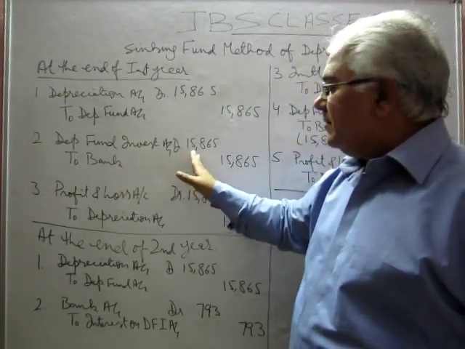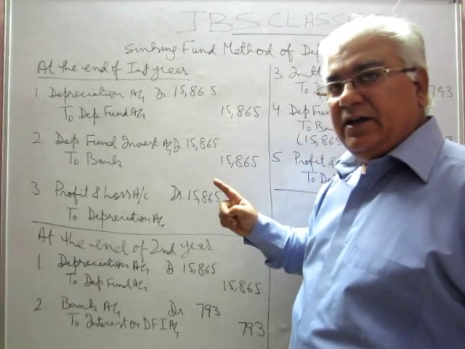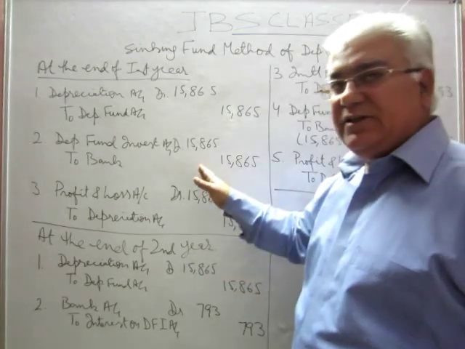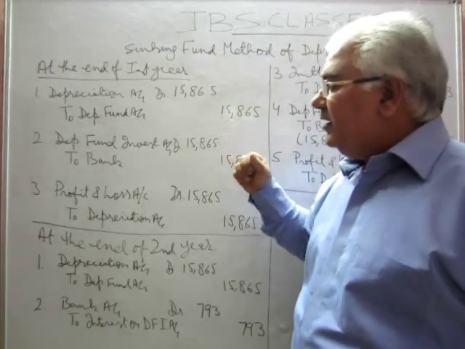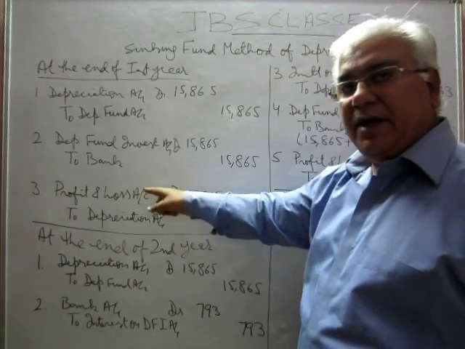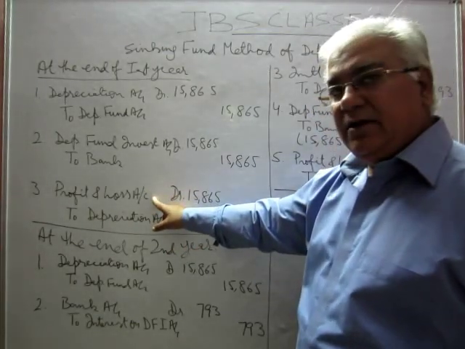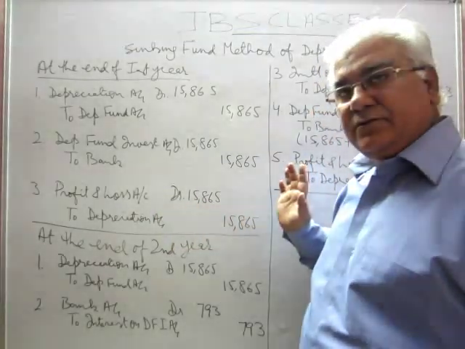We have invested this amount in the outside securities at 5% interest rate for 2 years, because at the end of third year we want to sell these securities so that we could buy the new asset. Now, as usual, depreciation should be written off to P&L account. So our entry is profit and loss account debit to depreciation 15,865.